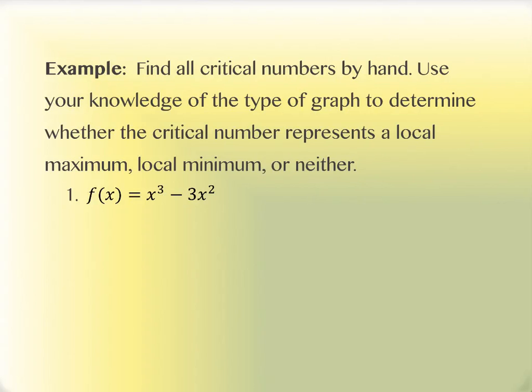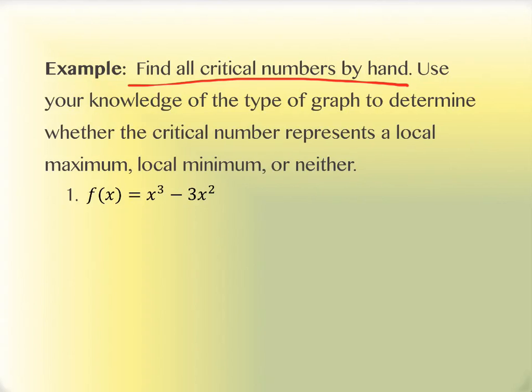All right, so our first graph actually has an x cubed in it. It's not just x cubed, though, so it doesn't necessarily have the same features x cubed has in all respects. But take a look at the directions. It says to find the critical numbers by hand. Use your knowledge of the type of graph to determine whether the critical number represents a local max, local min, or neither. So for the using-knowledge part, I'm going to show you how we go about using the things you already know to make that determination.